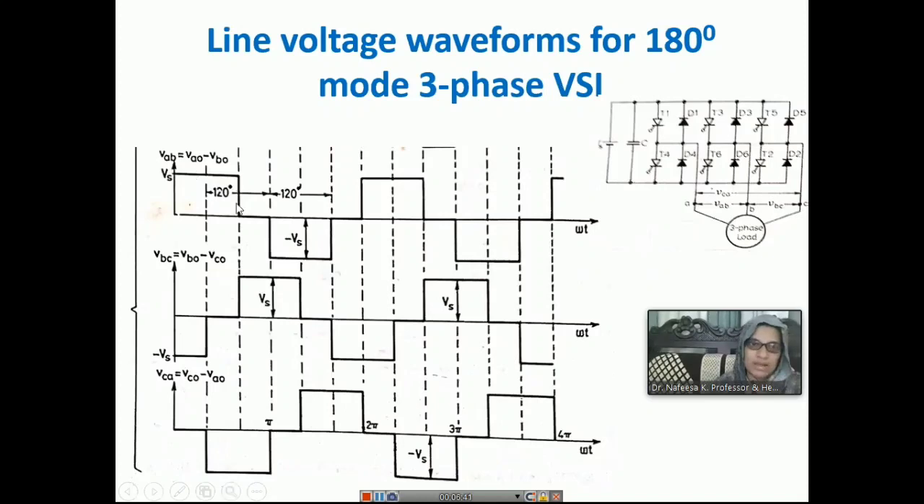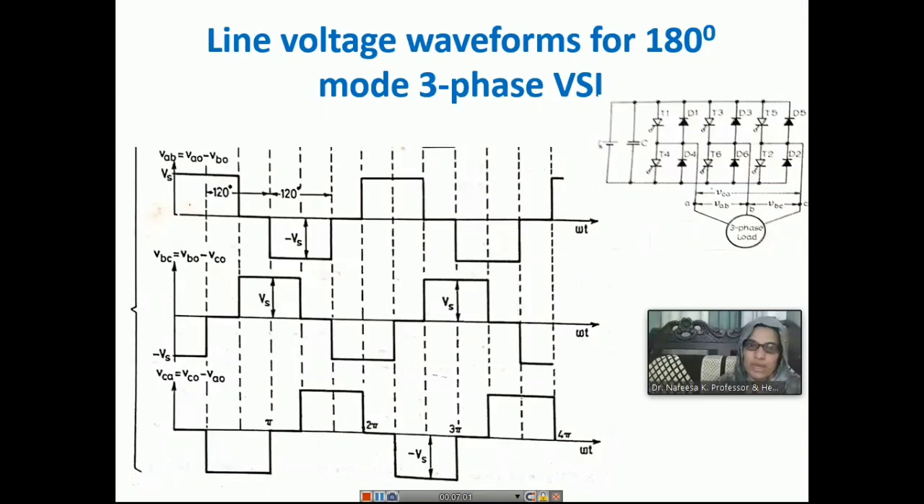And similarly, you can find out the differences in all the intervals. And from 120 to 180 degrees, the voltage is 0 and then minus Vs. So this is the pattern of the line voltage that is applied to the induction motor.